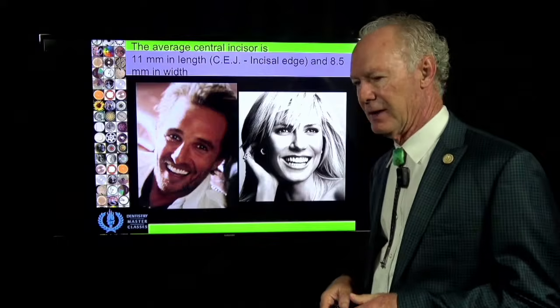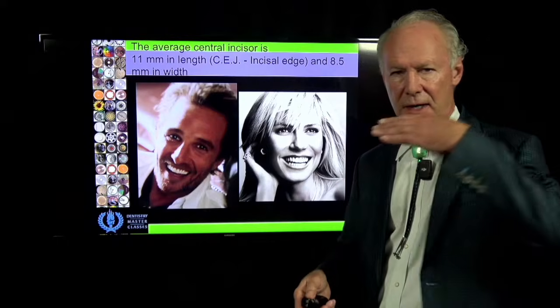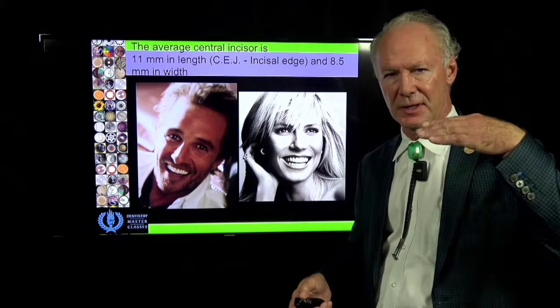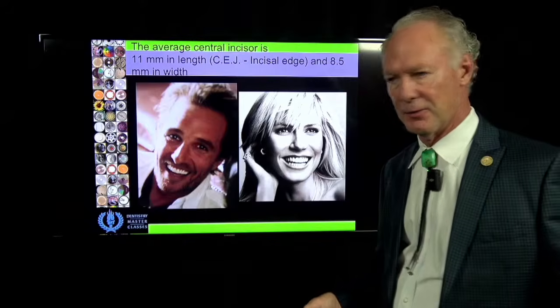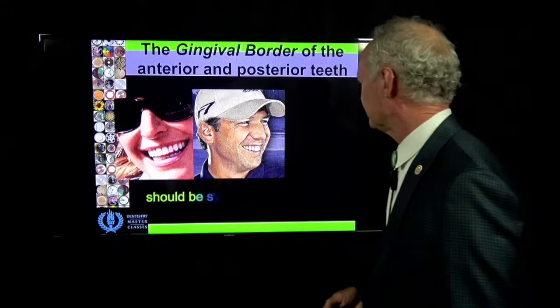But if people don't have a night guard, as they get older, they wear the teeth so that they're all the same length and they look old. So give them a night guard.